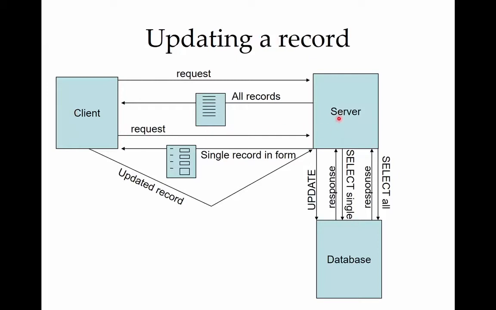We pick one of them by clicking on it. We send a new request to the server. The server was selecting a single record from the database. The database finds it, sends it back to the server. The server will then take the information from this single record, will mix it with an HTML form, and will send this HTML form to our client. On our client machine, we fill in the form. We change entries. Once we press the submit button, it goes back to the server, and the server will take this information and will send the update command to the database.